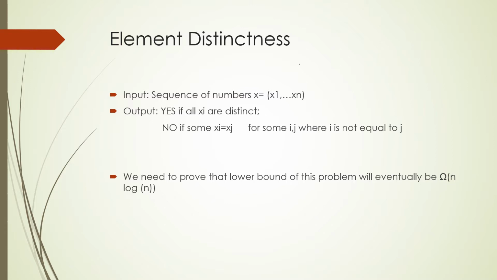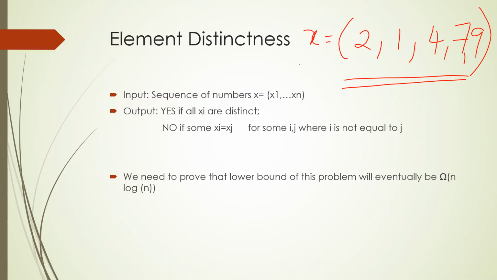an array with 5 numbers: 2, 1, 4, 7, and 9. What does this say? All the 5 numbers are distinct, so we are going to print a yes. If for example this 4 is replaced by a 1 in the array, then you have 1 and 1 together, so you will be printing a no.